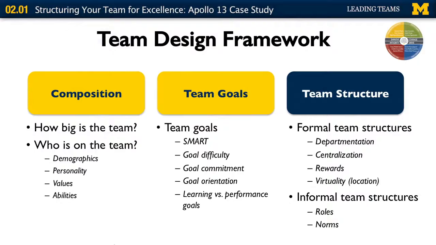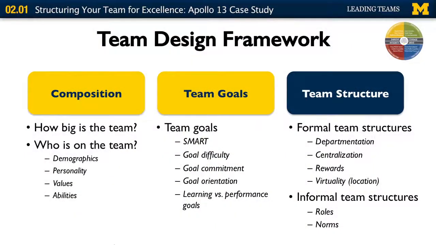Formal team structures. We'll talk about 4 dimensions of formal team structure, what we call departmentation, centralization, rewards, and now with the emergence of different technologies and globalization in the world, that 4th dimension, virtuality, which is really referencing how virtual our teams are. Some are co-located, some are spread out all around the globe. How do you manage that virtual team? And how might that be different than structuring a team that's all co-located together? So those are some of the formal team structures that we'll talk about.